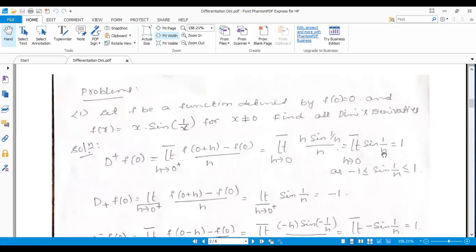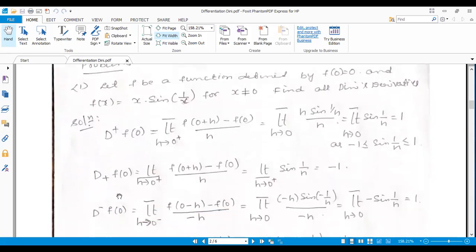You are aware of the sine trigonometric function, sin theta, cos theta, etc. The sine function always lies between a minimum value of minus 1 and a maximum value of 1. Here, what is the upper limit for this? The upper value is 1, that's why we write this as 1. Next, D+ f(0), same definition. We can apply the limit inferior. Then what is the lower value of this? That is minus 1, because the lowest value of sin theta is minus 1. That's why we write minus 1.